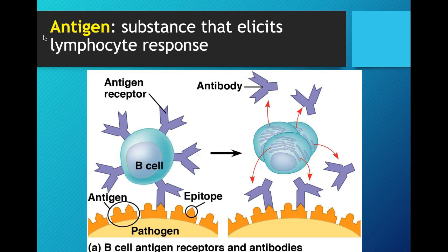If you look very closely at the diagram, you will see that the antigen is being circled, and the antigen can be quite a large molecule, but only part of that molecule is going to bind to an antigen receptor on the outside of the B cell.